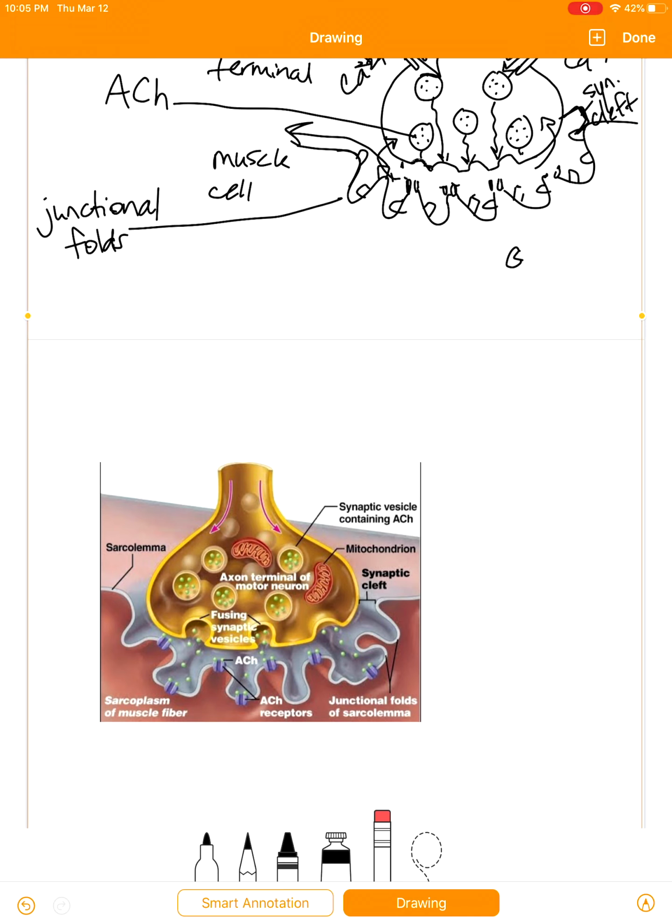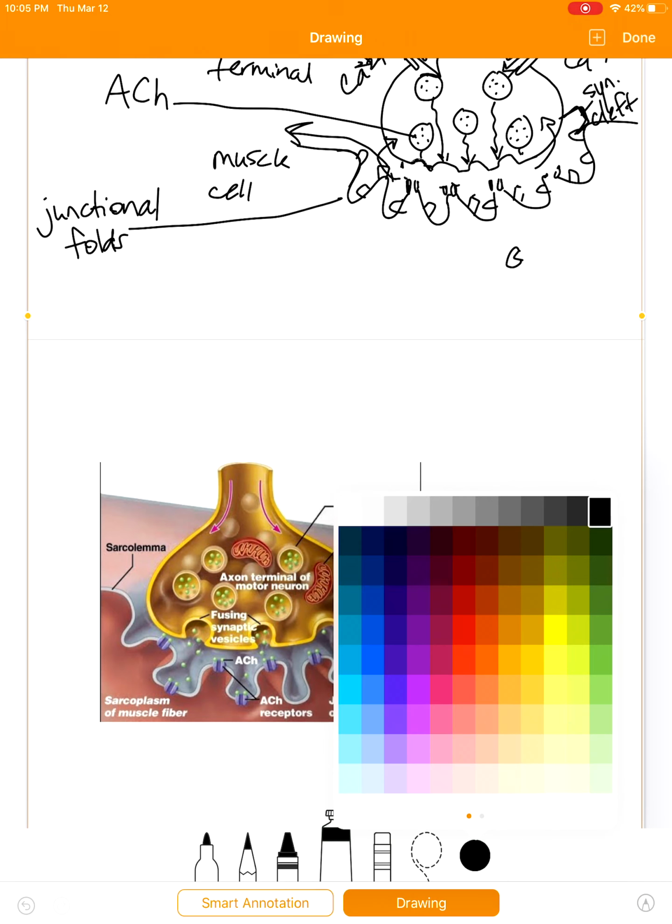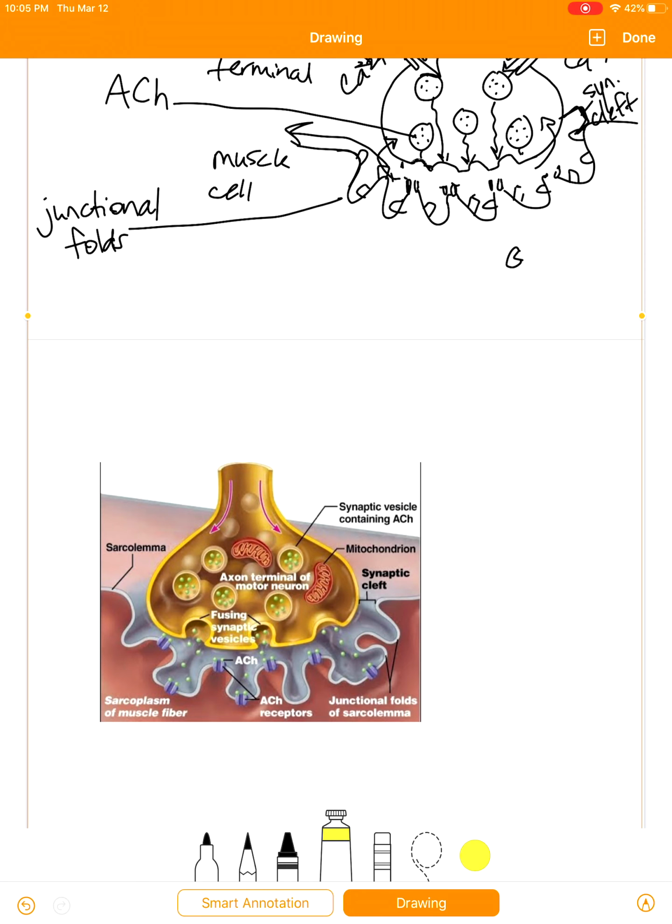So this picture down here is a better picture of a neuromuscular junction, so you can see things a little bit more clearly. Again, you see the synaptic vesicles here. Let's see if I can try to highlight them. So you got the synaptic vesicles right there. You've got the neurotransmitters inside of those synaptic vesicles, more specifically acetylcholine. Down here we have the acetylcholine receptors colored in purple, and you have those junctional folds on the sarcolemma of the skeletal muscle cell, and again, those are to increase the surface area.